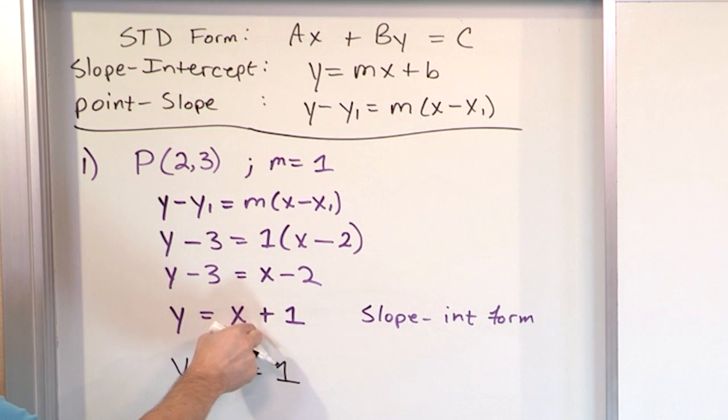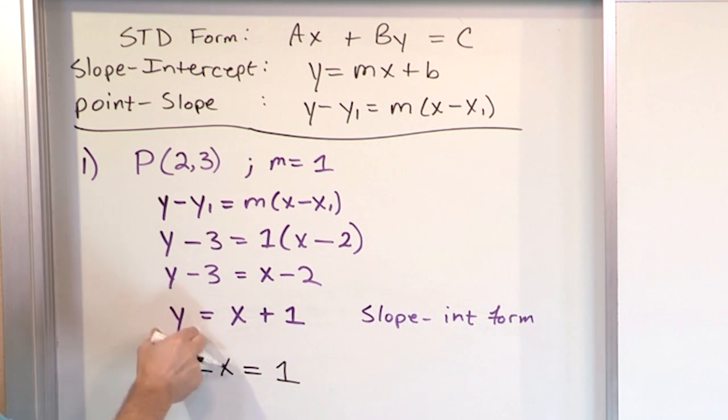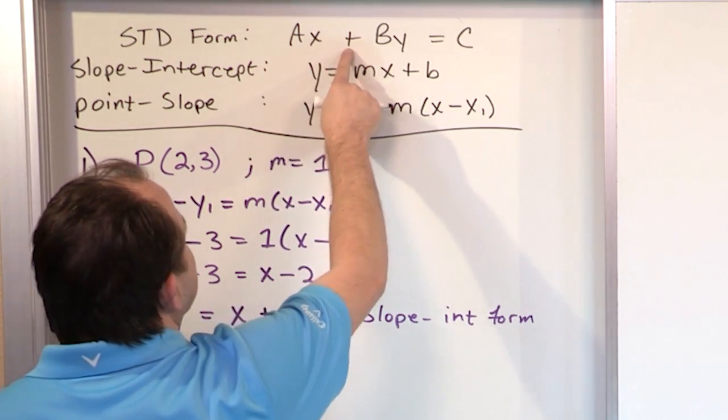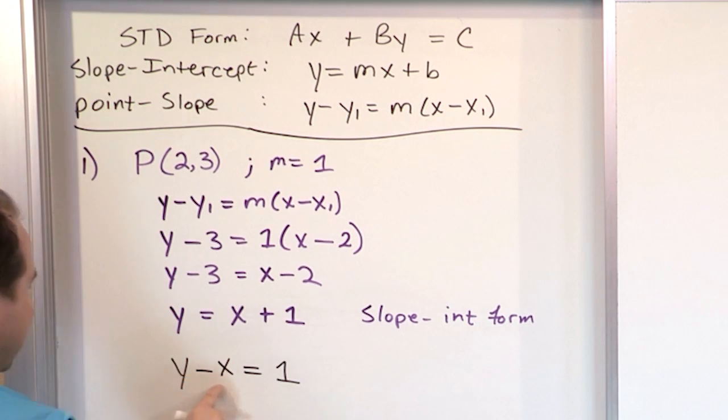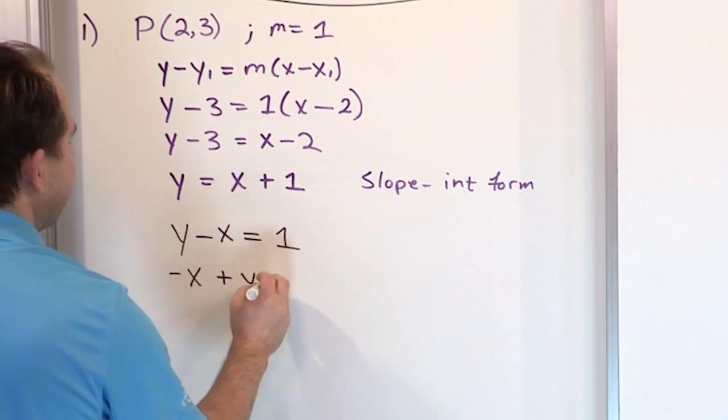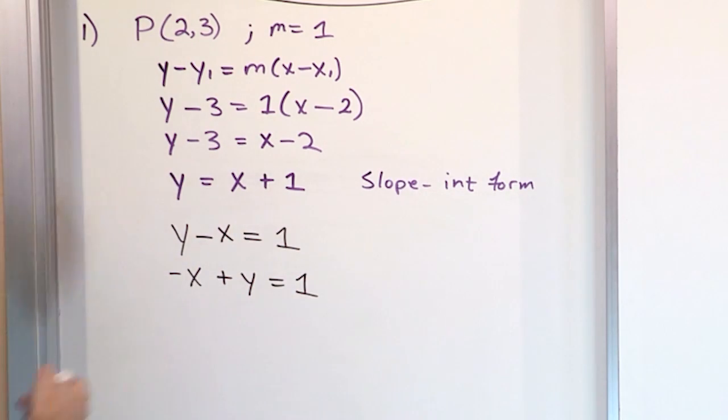All I did was subtract x from the right, so it disappears, subtract x from y, and so you get y minus x there. Now typically you want it to be ax plus by is equal to c, so you want to have the x first, right? So let's write it as negative x plus y is equal to 1. Now this technically is standard form.